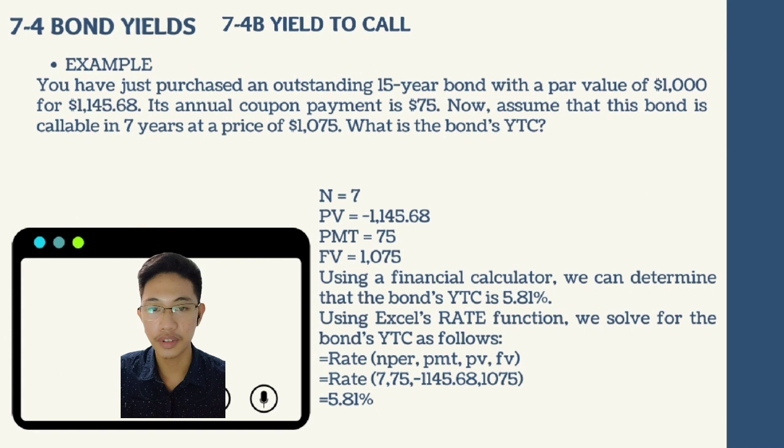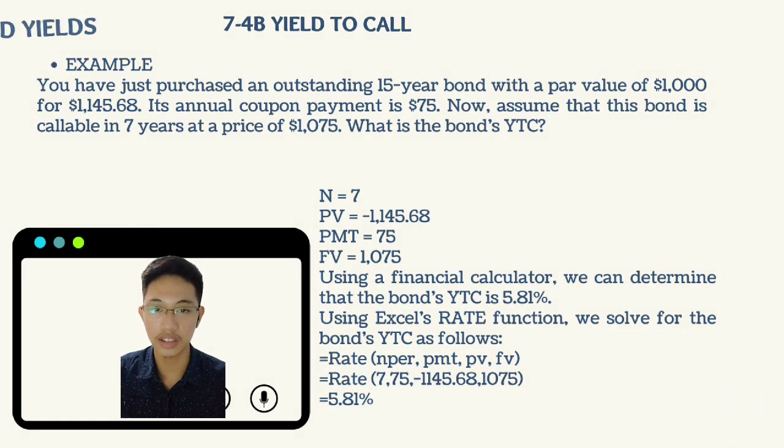N is equal to 7. N now will be the remaining period at which the bond is callable. Present value of negative $1,145.68, periodic payment of 75, future value of 1,075. This will give us the answer of 5.81%. You can also use the rate function in Excel by simply typing the following data, and that will also give you the same result of 5.81%.